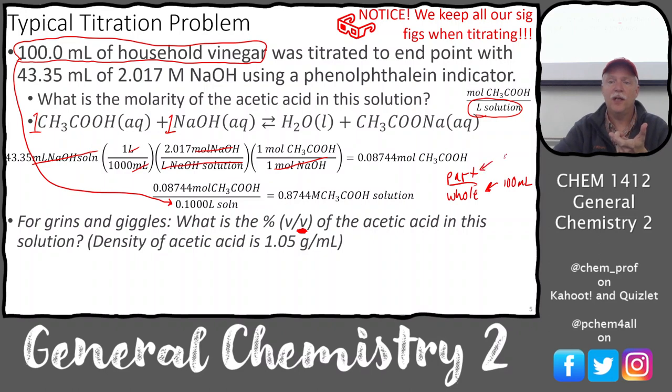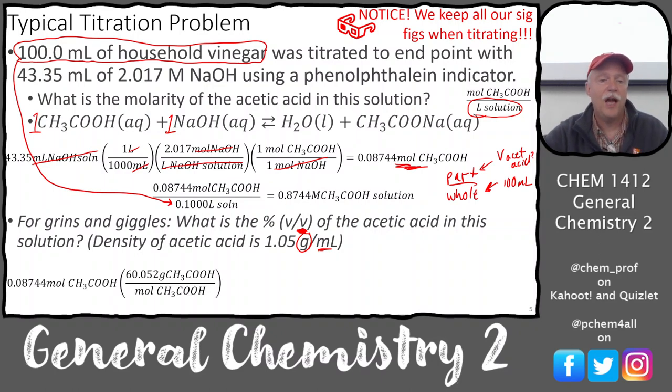What we want to know is the volume of acetic acid. How am I going to get that? I've got the moles of acetic acid right here, and density is grams per mil. So somehow I've got to get from moles to grams or to milliliters. Can I get from moles to grams? With what? The periodic table and the molar mass. So come down here. I've got the moles, I find the molar mass.